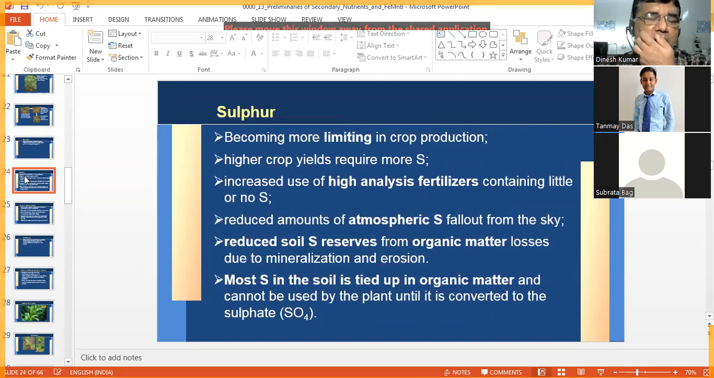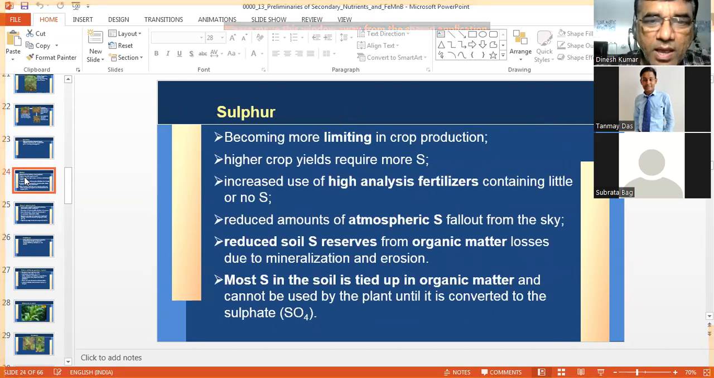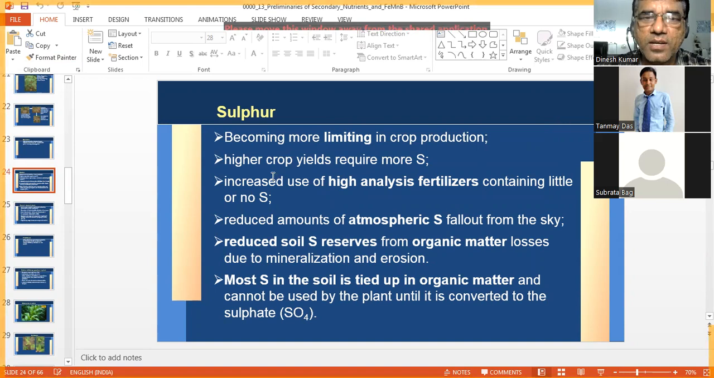Now, sulfur. Sulfur is really very important from the point of view of application now. Deficiency of sulfur is being experienced in crop production, so it is becoming more limiting. Higher crop yields require more sulfur. Another reason is increased use of high analysis fertilizer containing little or no sulfur.